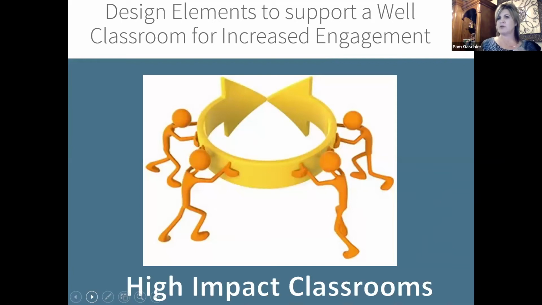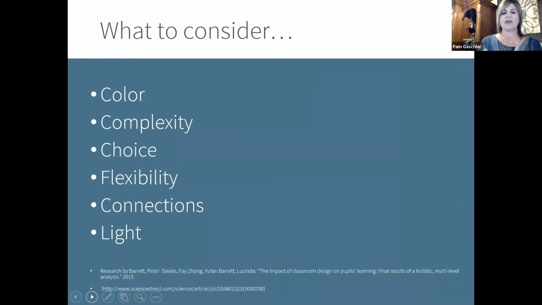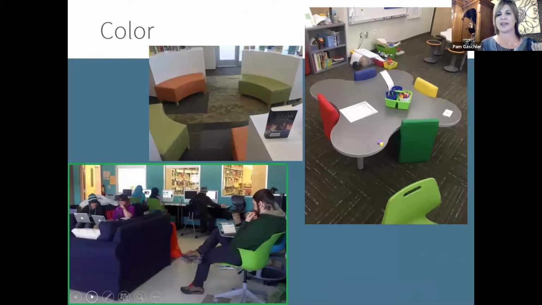We're going to go through it relatively fast because some of this will not be new to you. And so I want to use it just as a reminder. What can I do deliberately for my classroom design? Research has been done, things to consider. It's the colors used, complexity, choice, and we'll touch on those really quickly.